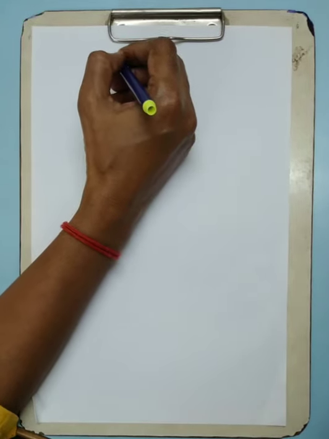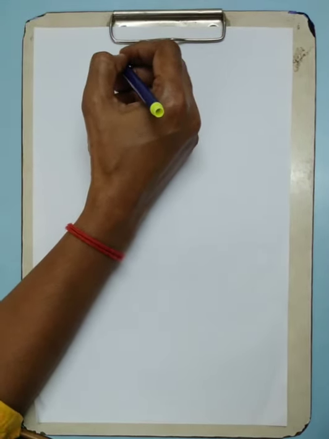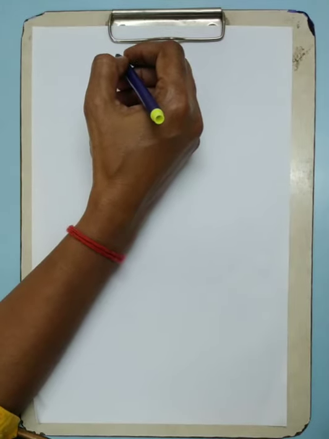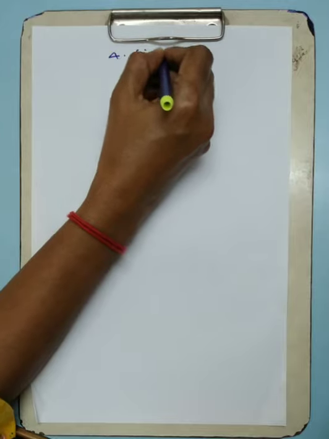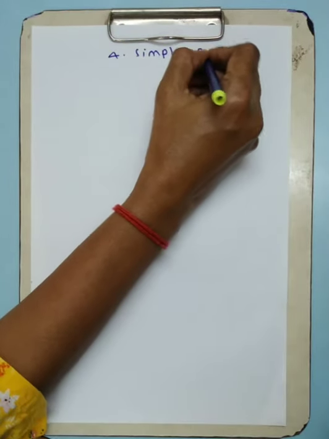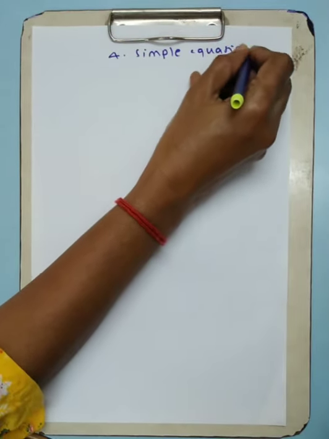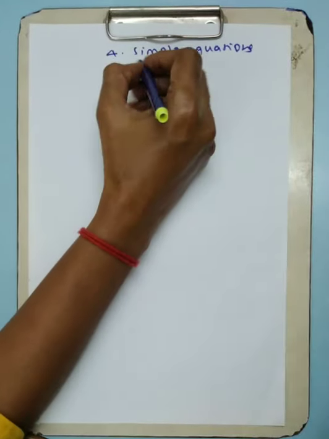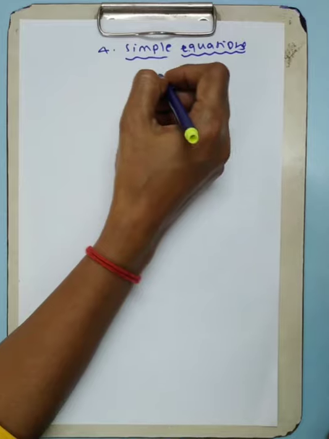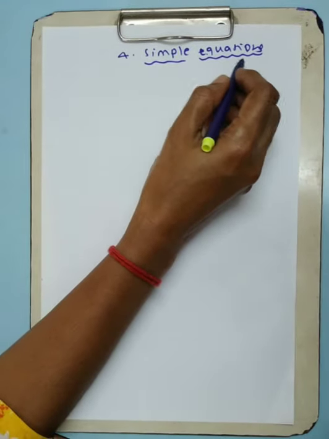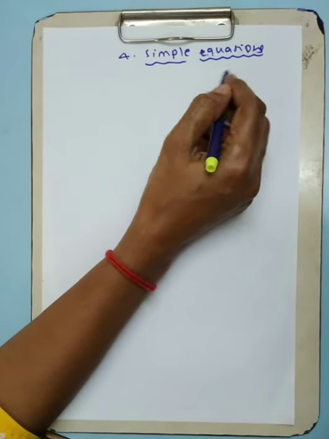Hello students, today we'll start the fourth chapter of your textbook, that is simple equations. Last year you have learned what is an equation, how to solve it by trial and error method.